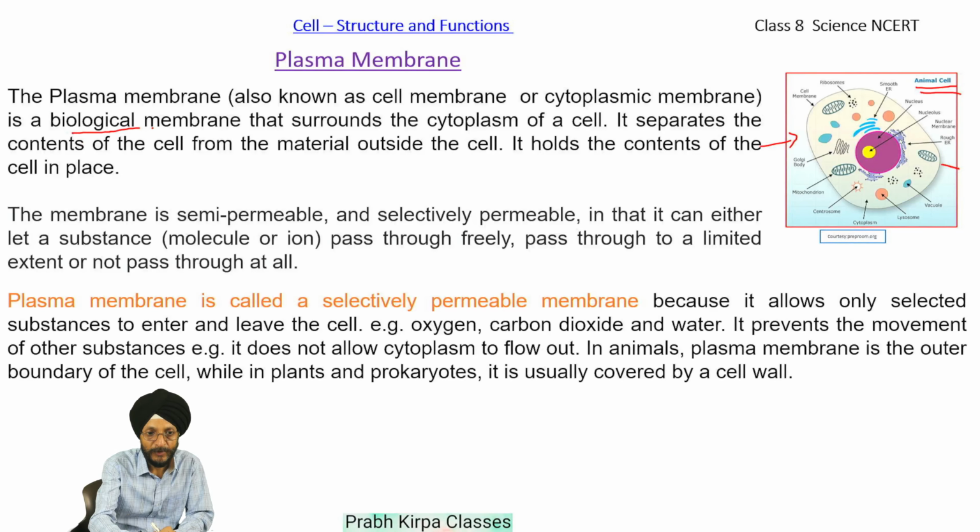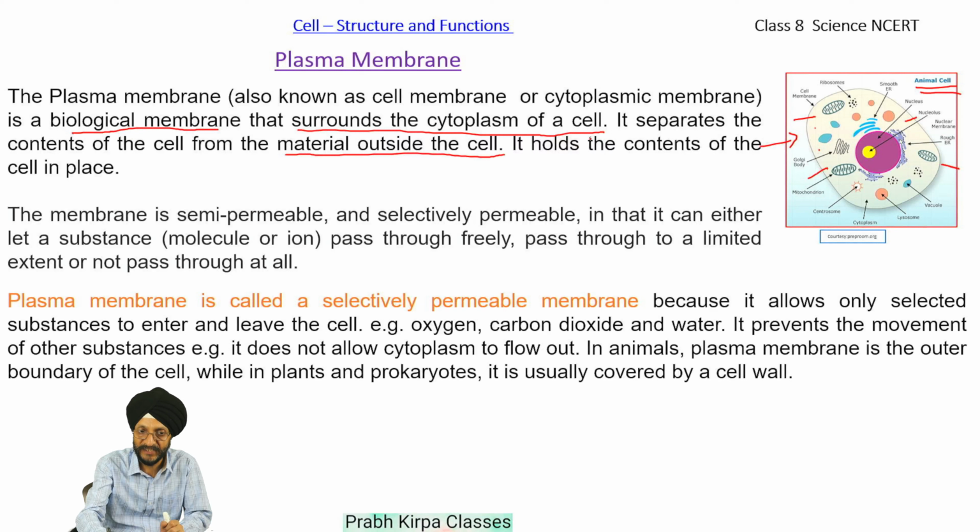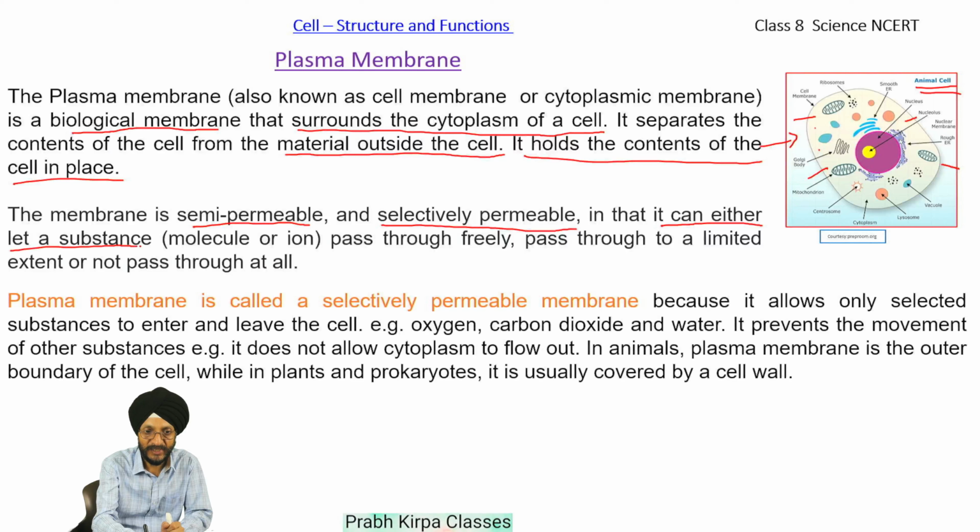Plasma membrane is a biological membrane that surrounds the cytoplasm of a cell. All you see here is cytoplasm. It separates the contents of the cell from the materials outside the cell. It holds the contents of the cell in place. Plasma membrane is semi-permeable and selectively permeable because it can either let a substance pass through freely, pass through to a limited extent, or not pass through at all.